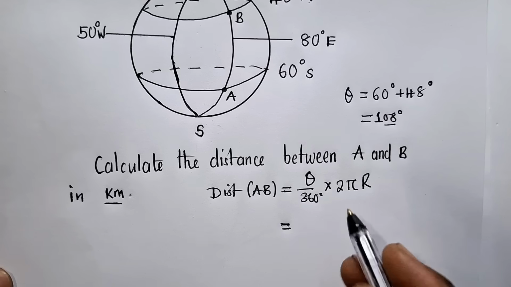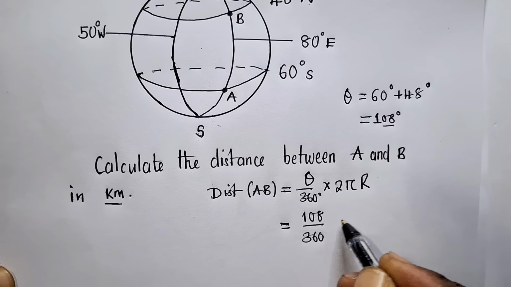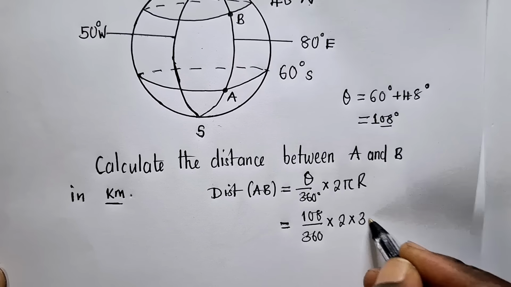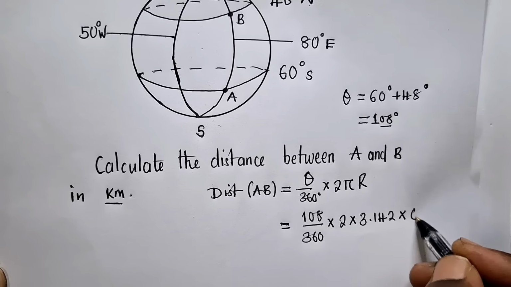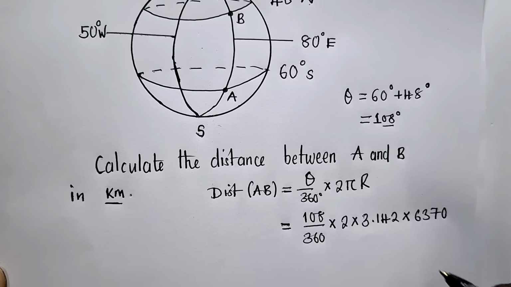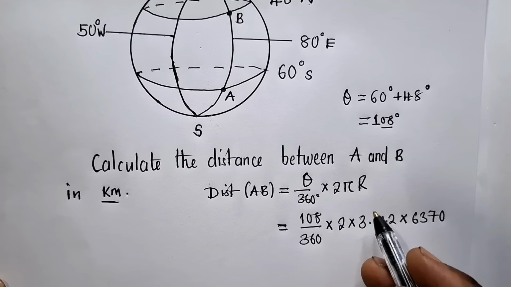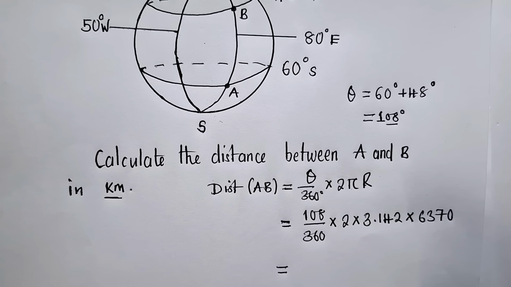We now know that on our formula, where there is theta, we're supposed to put 108 degrees. And then we say over 360 times 2 times the pi, they'll always give you, which is 3.142. Okay? And then we say times the radius, they'll give you, which is 6,370. So all these pi and R, they'll give you in the question. So when you do this, you are of course going to get 108 times 2 times 3.142 times 6370.